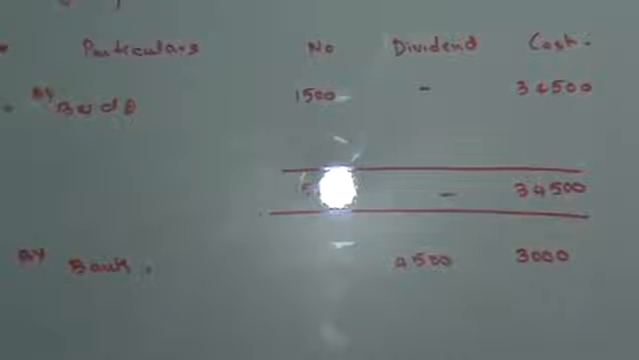On 12th November, the company made a rights issue in the ratio of 1 share for every 5 shares held on a payment of 20 per share. Let's do the working note.